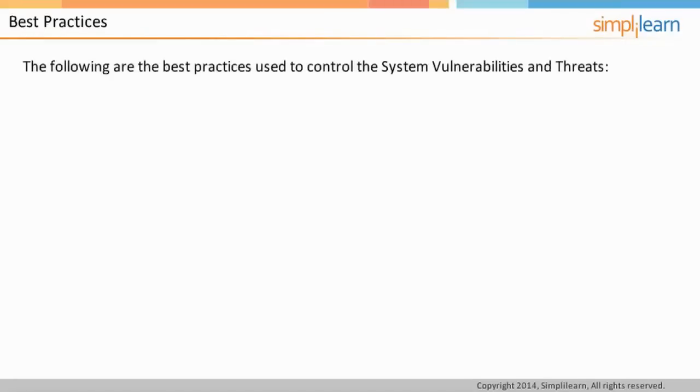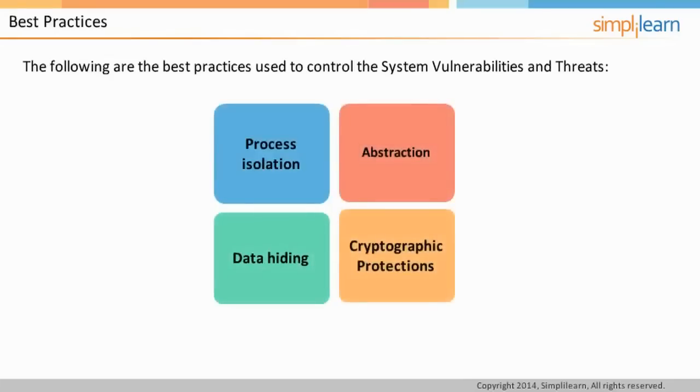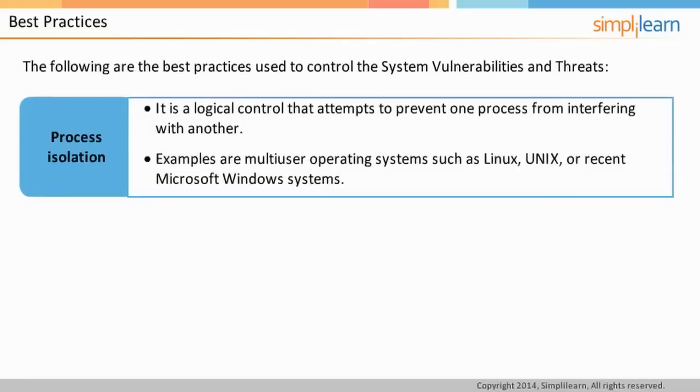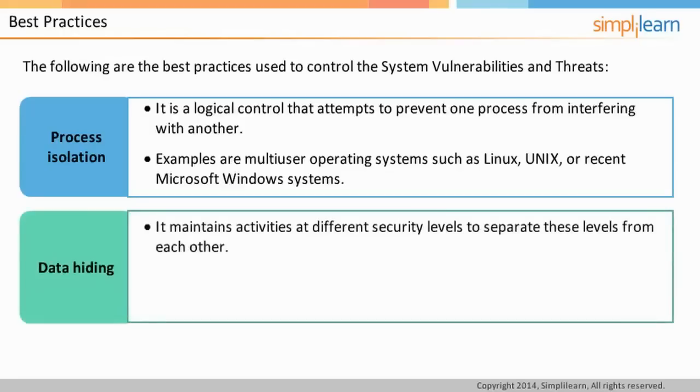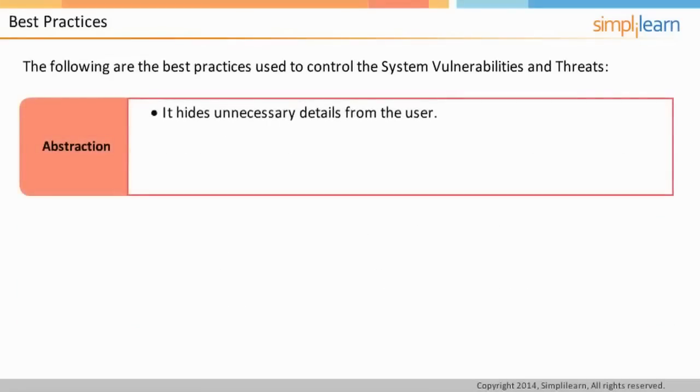In this screen, we will discuss the best practices which can be used to control the system vulnerabilities and threats. The best practices are process isolation, data hiding, abstraction, cryptographic protections. Process isolation is a logical control that attempts to prevent one process from interfering with another. This is a common feature among multi-user operating systems such as Linux, Unix, or recent Microsoft Windows systems. Data hiding maintains activities at different security levels to separate these levels from each other. This assists in preventing data at one security level from being seen by processes operating at other security levels.